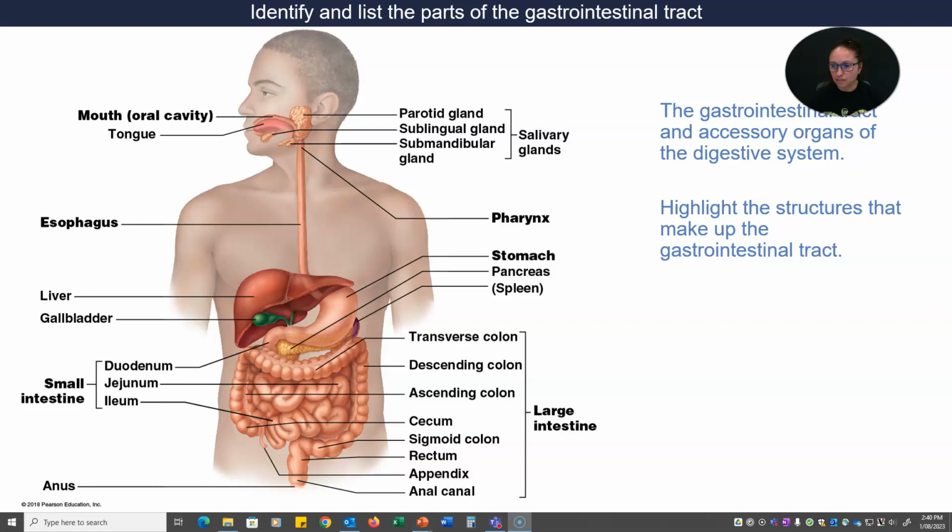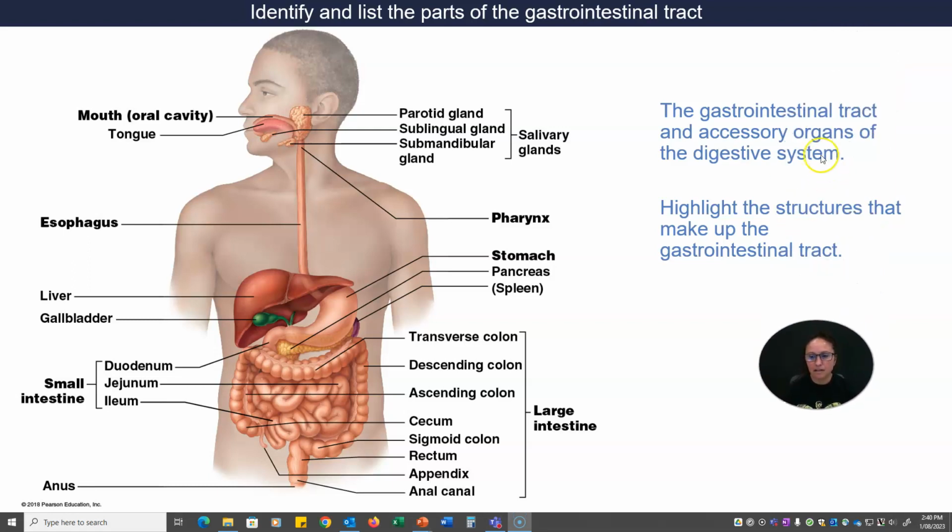So the digestive system is made up of the gastrointestinal tract, which is the muscular tube, and the organs that work with that tube. So what I want you to do in this picture is highlight all the bits that make up the gastrointestinal tract, for an activity.